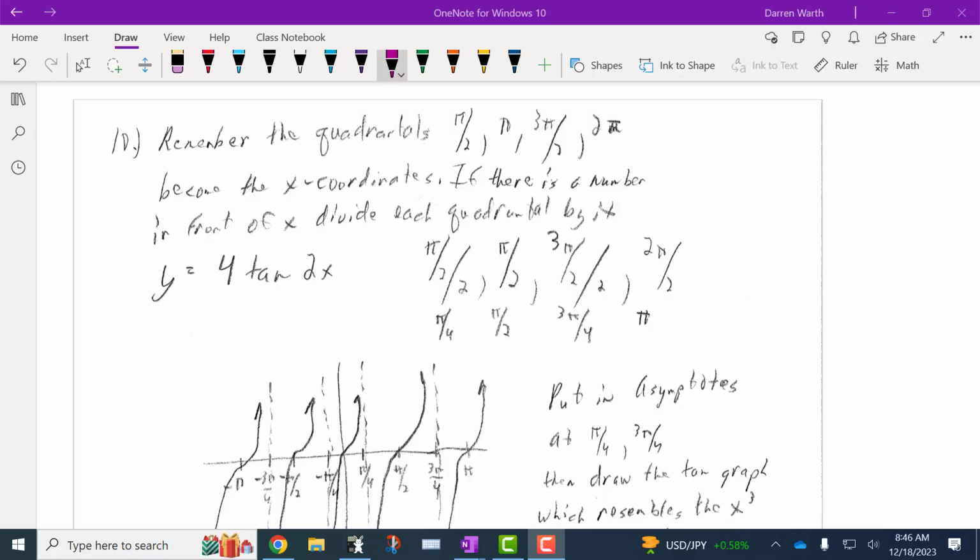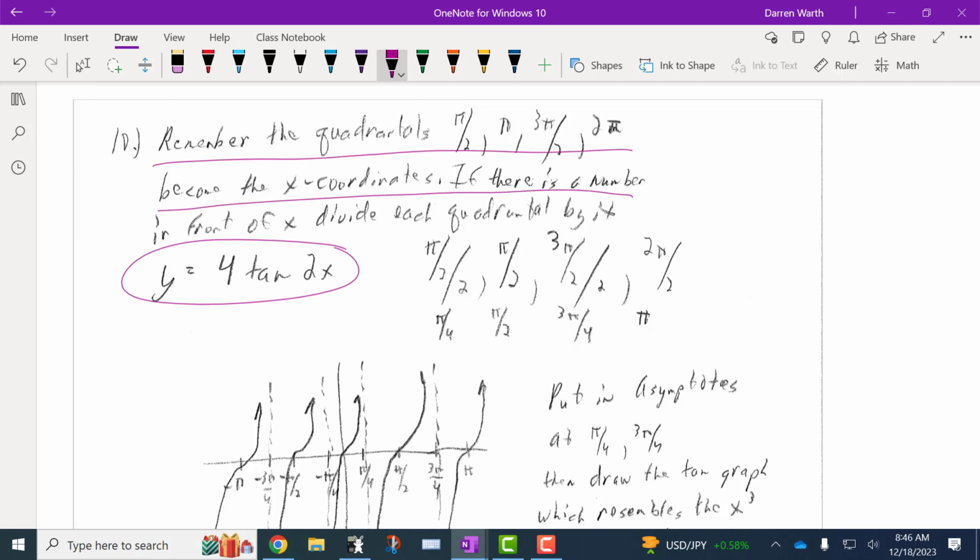Okay, on problem number 10, it says sketch the graph of the function. The function they give us is y equals 4 tangent 2x. So remember the quadrantals, pi over 2, pi, 3 pi over 2, 2 pi become the x coordinates. If there's a number in front of x, divide each quadrantal by it.